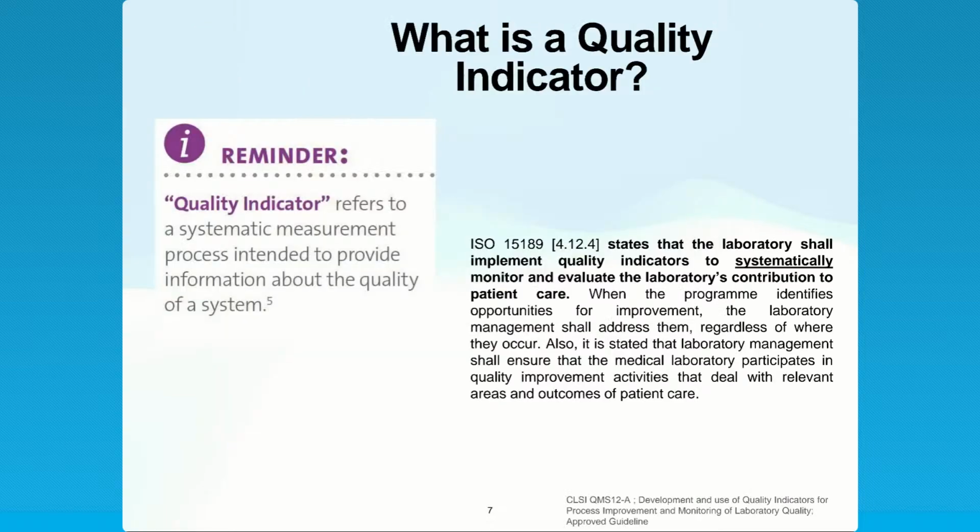Okay. So one of the first questions we asked was, what is a quality indicator? Like, what does that look like? What are we trying to monitor? And so I went through and I said, okay, well, let's look at the ISO guidelines for laboratory quality indicators. And it states that the lab shall implement quality indicators to systematically monitor and evaluate the lab's contribution to patient care. Kind of random. I don't actually know what that means.